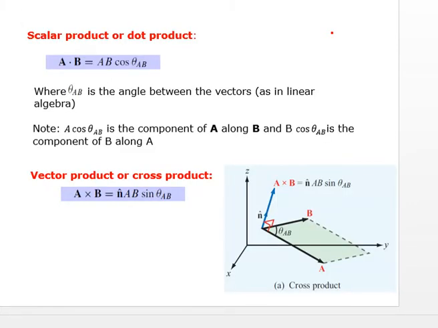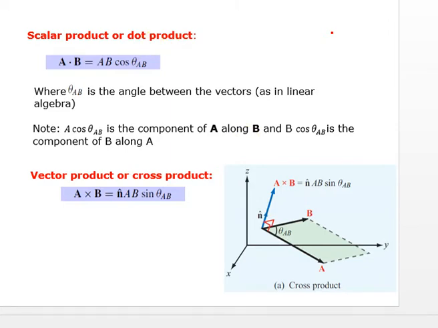Second is the scalar product or dot product. Suppose we have the vectors A and B. Taking the dot product of these two vectors, we get A B cos theta AB, where theta AB is the angle between the vectors A and B. Note this most important point: A cos theta AB is the component of A along B, and similarly B cos theta AB is the component of B along A.